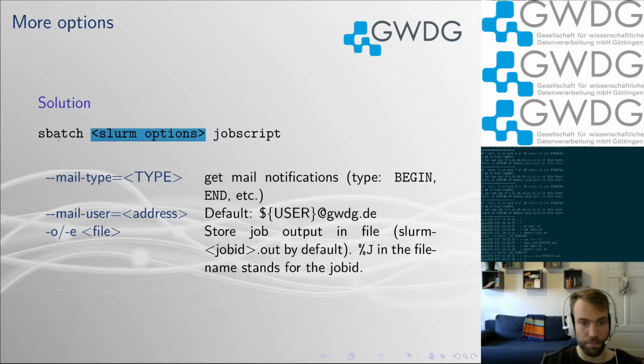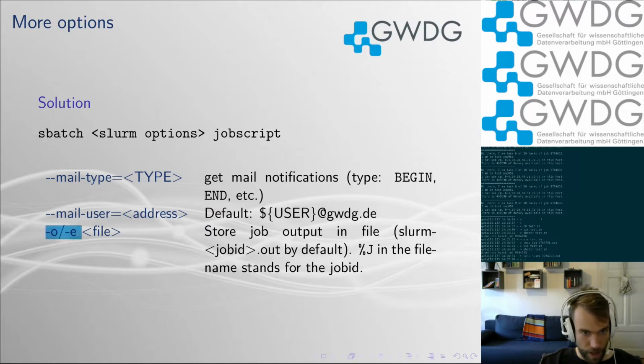But apart from that, you can add options like mail. You have the option mail-type. You can tell Slurm to send you some extra notifications. So, for example, if it's going to be a longer job, it might not run immediately. So you can say, okay, type begin, type end. So you get emails when it begins and when it ends. By default, it goes to your user ID at gwdg.de. If you don't have such an email address, you can just give your whole email address here.